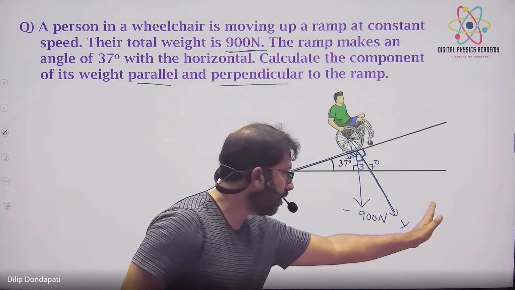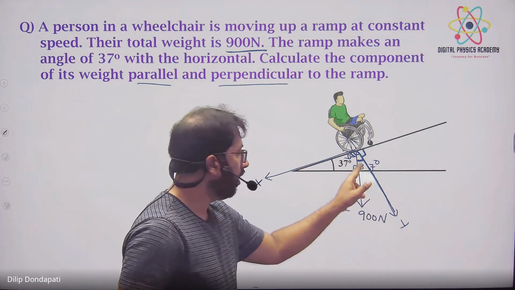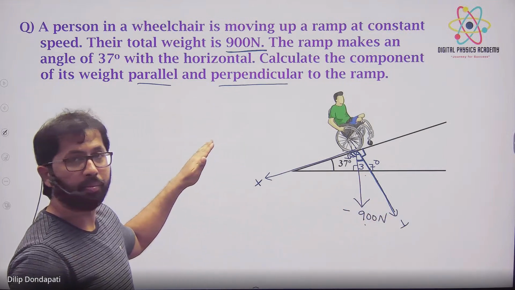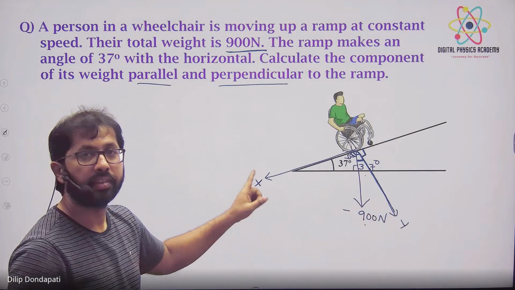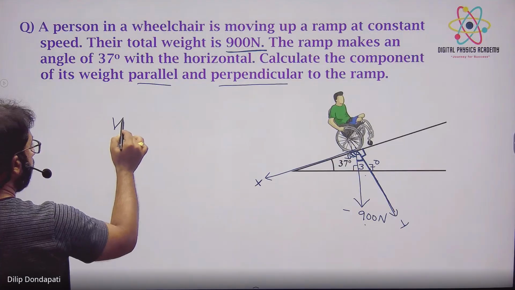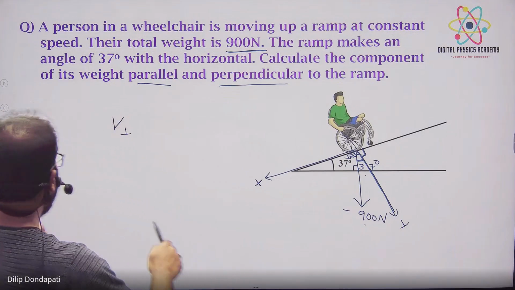In the y direction, the component will be 900 cos 37, and the parallel component will be 900 sin 37. But why is it parallel? What is it parallel to?